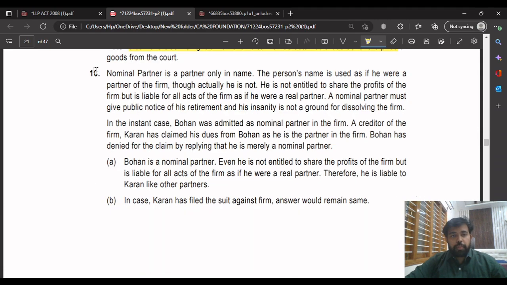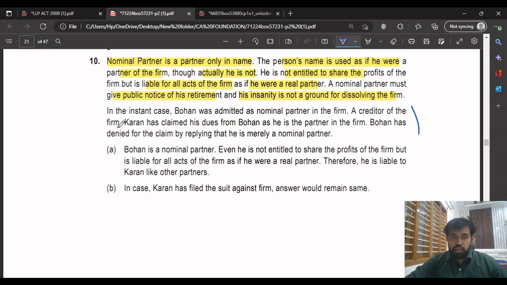Now, coming to the important points, you have to write: nominal partner is partner only in name, and a person's name is used as if he were a partner of the firm, but actually he is not. He is not entitled to share of profit, but is liable for all the acts of the firm as if he were a real partner. A nominal partner must give a public notice of his retirement. Sorry, if I said he is not supposed to give, he must give the public notice of his retirement, and his insanity is not a ground for dissolving the firm. He must give his public notice at the time of his retirement. This is the case you have to tell, and the answer for the 2 points.